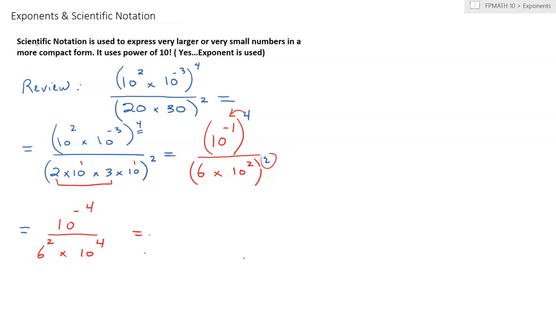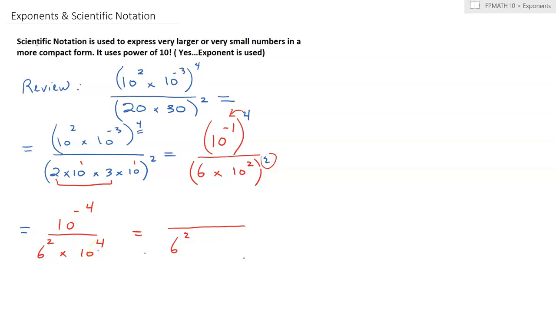Great. So now what are we going to do? Now we have to do the division. We have the same base, which is 10 and 10. There is no 6 anywhere in the numerator, so 6 will stay in the denominator. So we're going to leave 6 squared in the denominator. But in the numerator, we have 10 to the power of negative 4 over 10 to the 4.